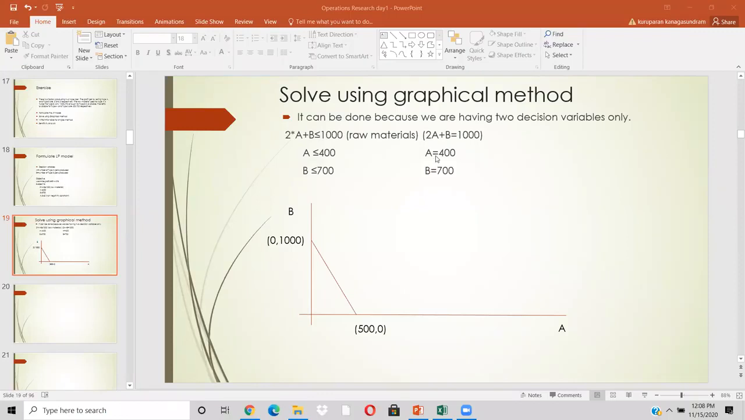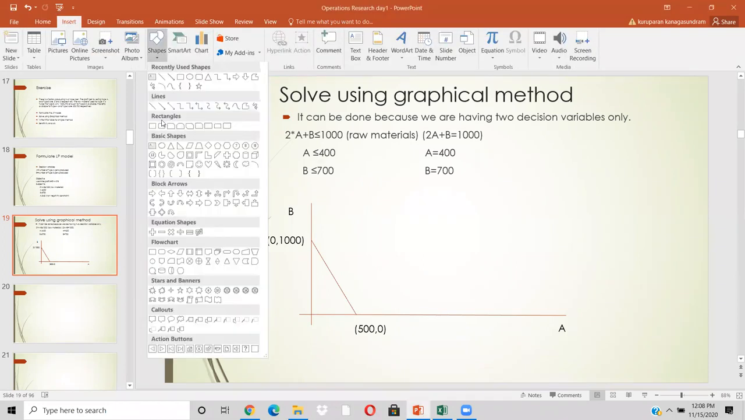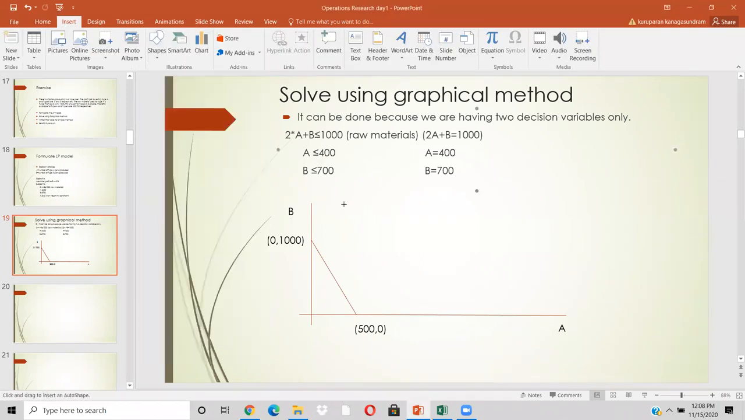A equal to 400 means A should be constant and B should be changing. That's not a horizontal line, that's a vertical line. According to this graph, if you take a point here at 400 and here also, A will be 400, 400, 400, but B will be changing. So that will be the line. That's not horizontal, that's a vertical line. Careful with the lines.